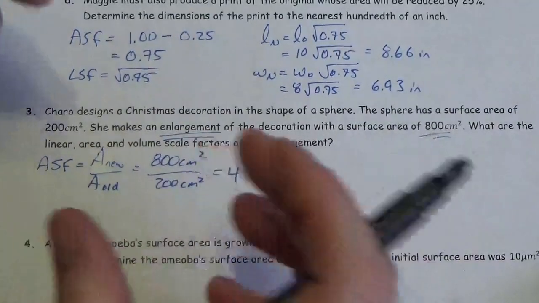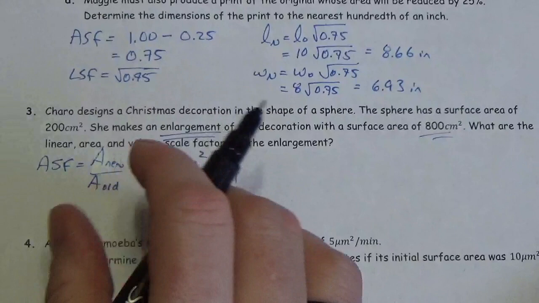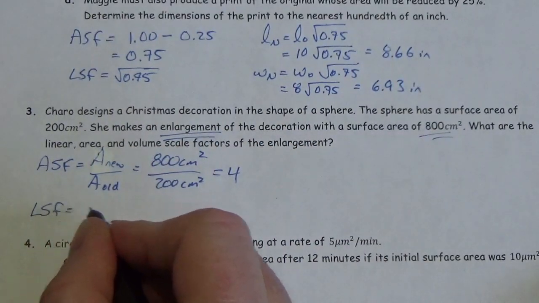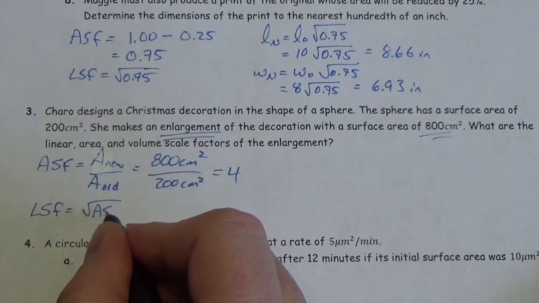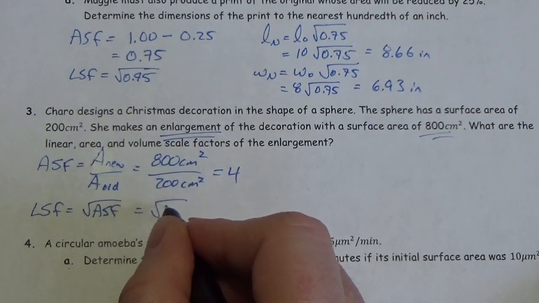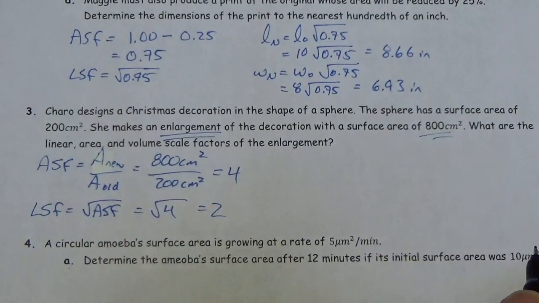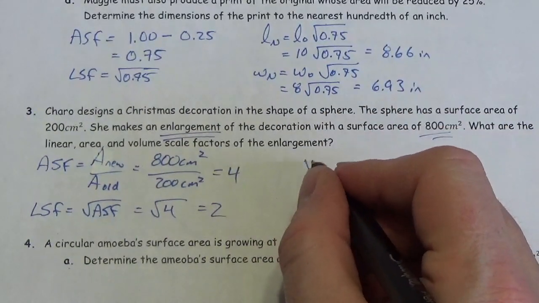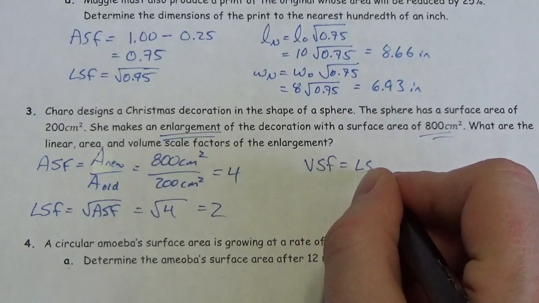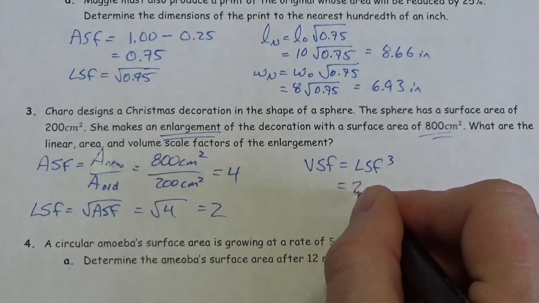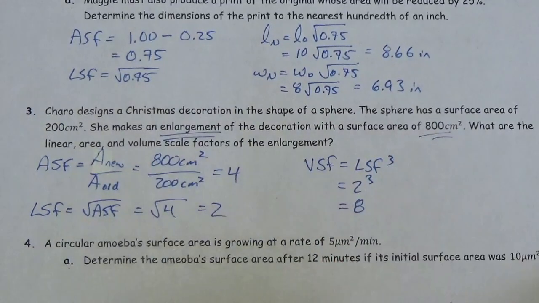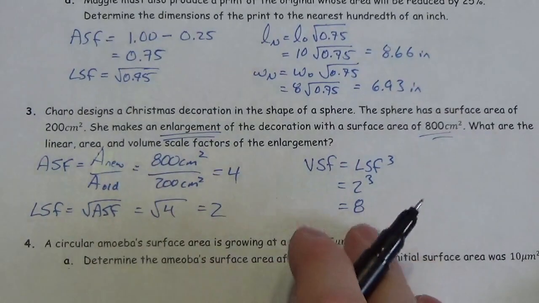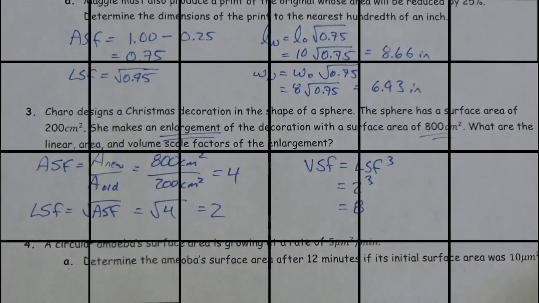So the old area is multiplied by 4 to get the new area. Now, that means our linear scale factor is going to be the square root of the area scale factor. This is going to work out beautifully because the square root of 4 is just 2. And now, because the numbers we're working with are so nice, remember that our volume scale factor is going to be the linear scale factor cubed, and 2 cubed is equal to 8. So there we go, area scale factor, linear scale factor, and volume scale factor.